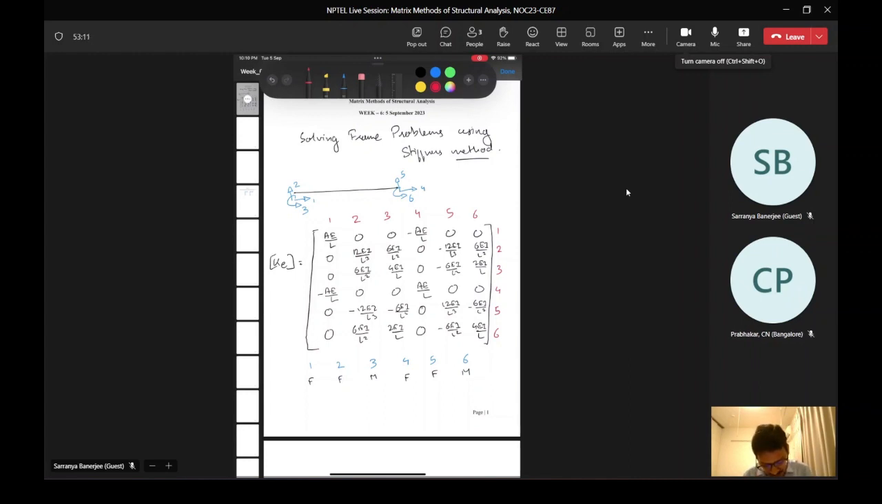Degree of freedom 1 is the axial displacement. Degree of freedom 4 is the axial displacement. Degree of freedom 2 is the vertical displacement. Degree of freedom 5 is again the vertical displacement. Degree of freedom 3 is the rotation. Degree of freedom 6 is the rotation. Okay.